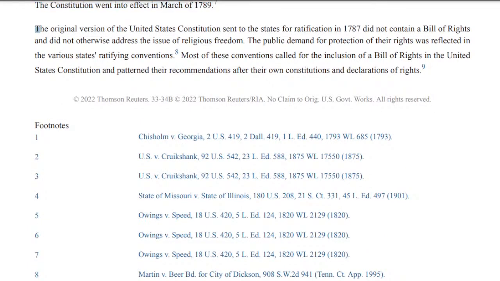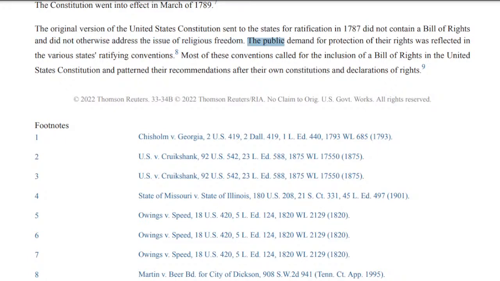Well, here we are. The original version of the United States Constitution, sent to the states for ratification in 1787, did not contain a Bill of Rights and did not otherwise address the issue of religious freedom.